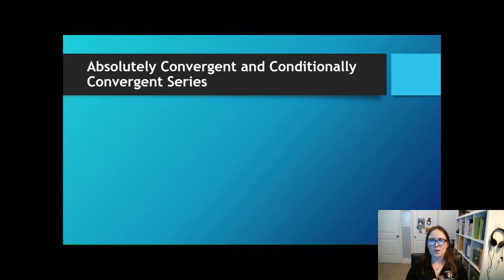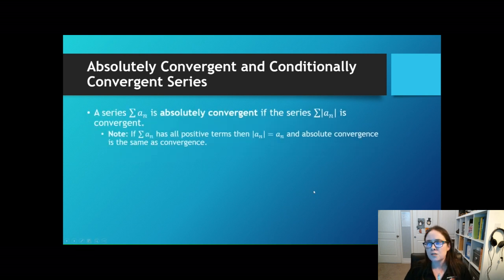Okay, next up is alternating convergent, or absolutely convergent, sorry, and conditionally convergent series. Now, this is a tricky thing to wrap your head around, so we want to really go slow through this explanation. Absolute convergence is when I take the absolute value of a series and that series converges. So if the absolute value of the series converges, then the original series we say is absolutely convergent.